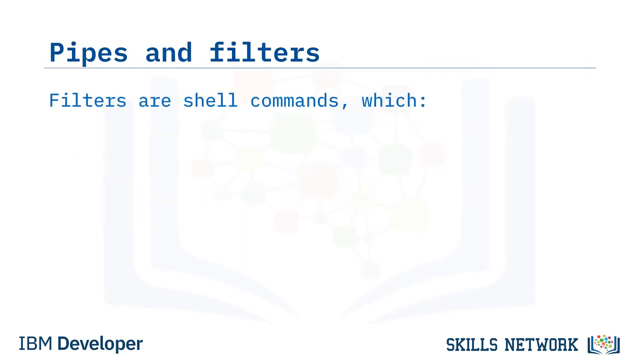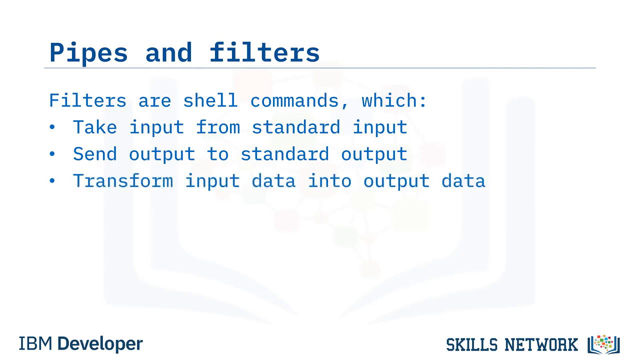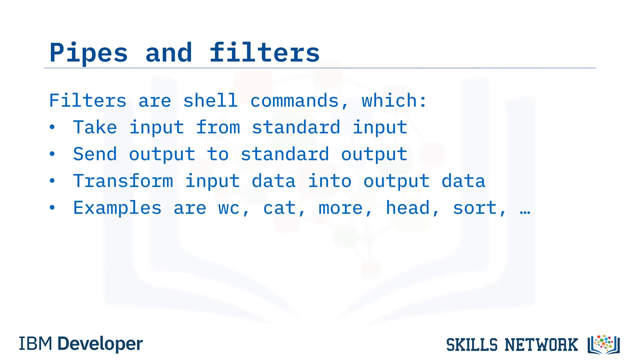Filters are shell commands, or programs, which take their input from standard input, normally the keyboard, and return their output to standard output, which is normally the terminal. We can think of a filter as a transformer, a program that transforms input data into output data. Here are many examples, including wc, cat, more, head, sort, grep, and so on. The value of filters is that they can be chained together, which brings us to the pipe command.